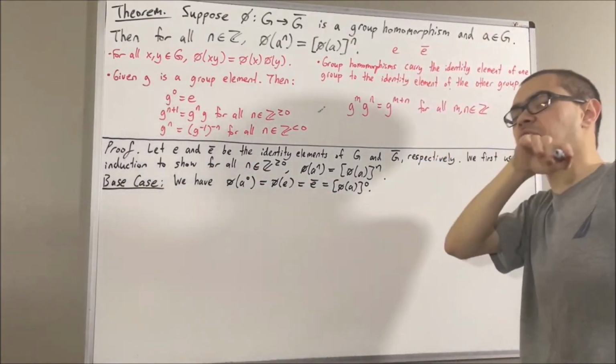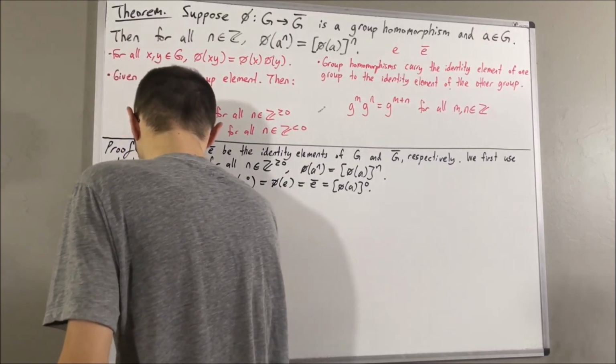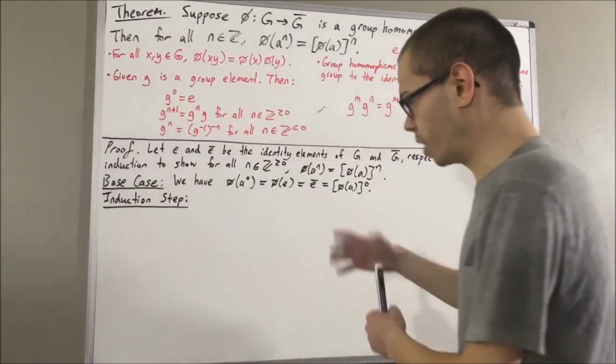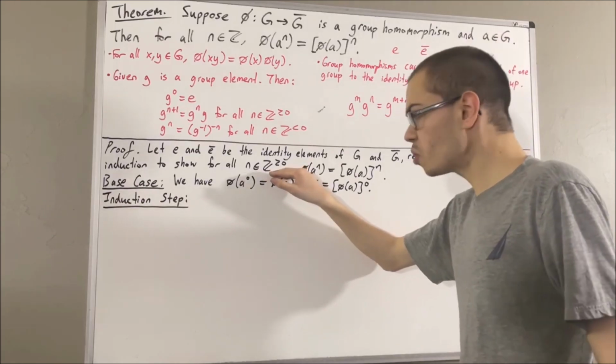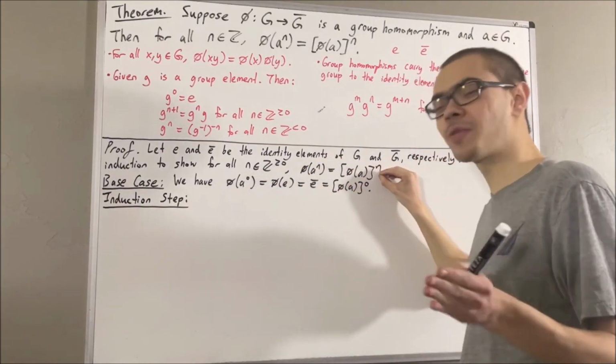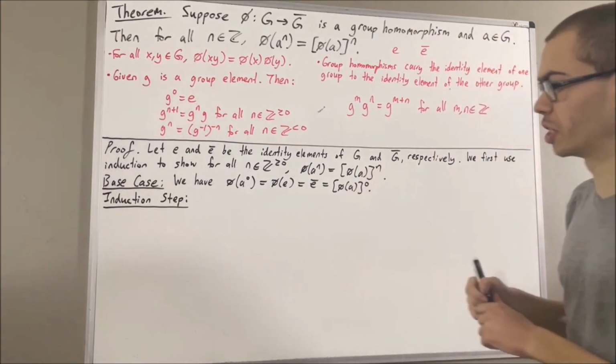Now let's move on to the induction step. In the induction step, we give ourselves an arbitrary integer n greater than or equal to 0, and we assume that this equality is true for that arbitrary integer n greater than or equal to 0.